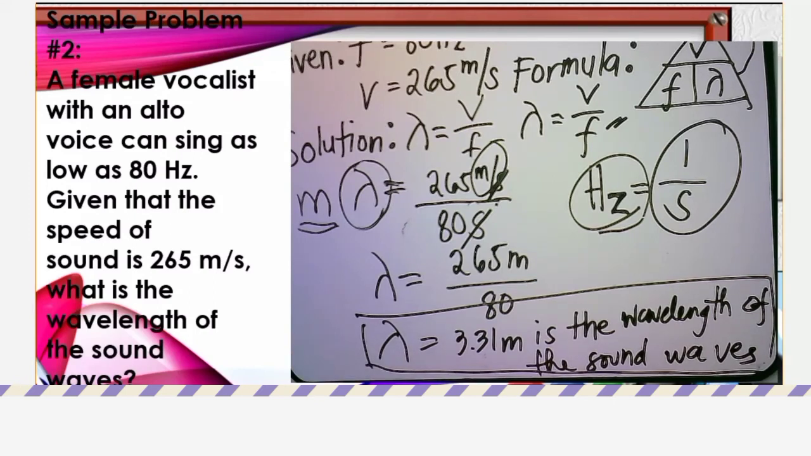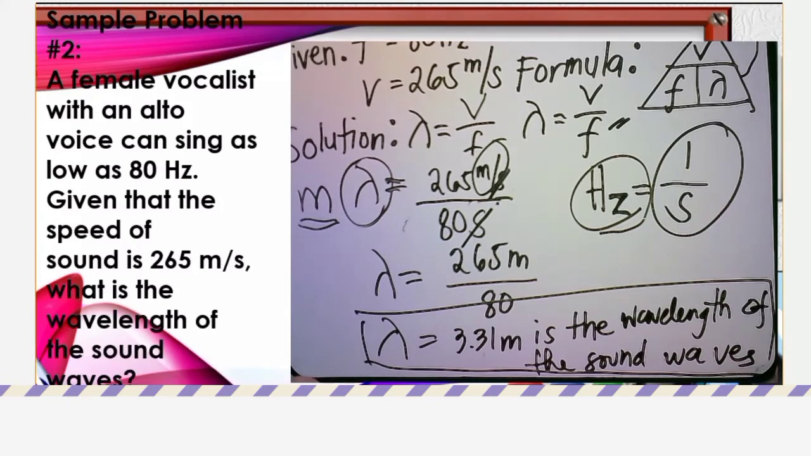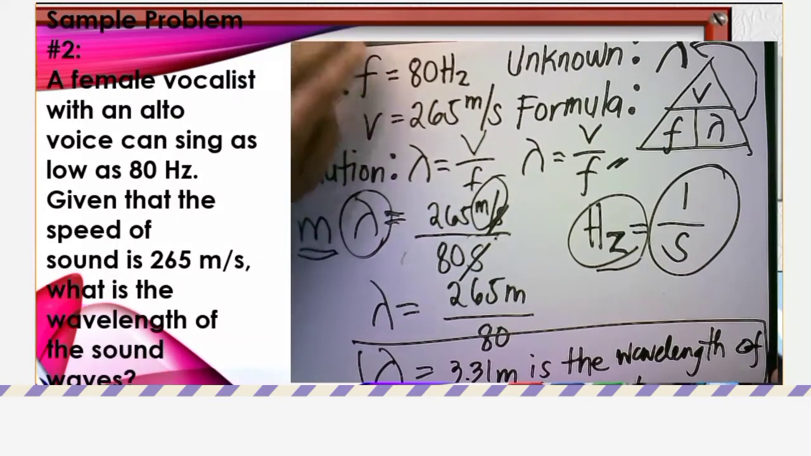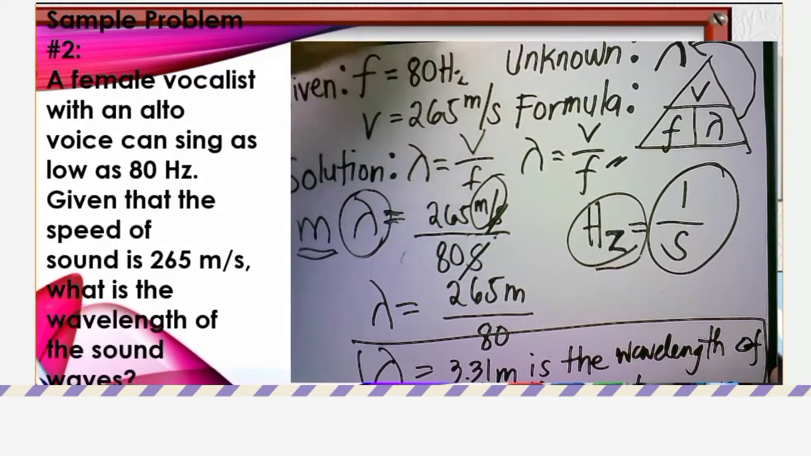Now, some of you are questioning us, teachers. Sir, ma'am, how can we check our answer if it is wrong or not? Okay. Let us check. For example, 3.31 meter is already given, and the missing is the hertz. Do not forget that the given in the problem is 80 hertz.